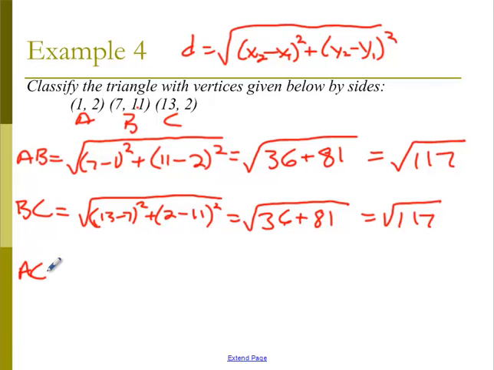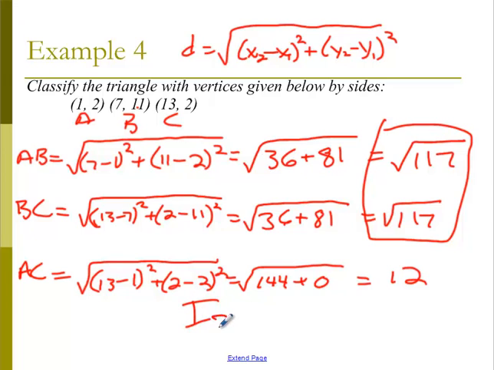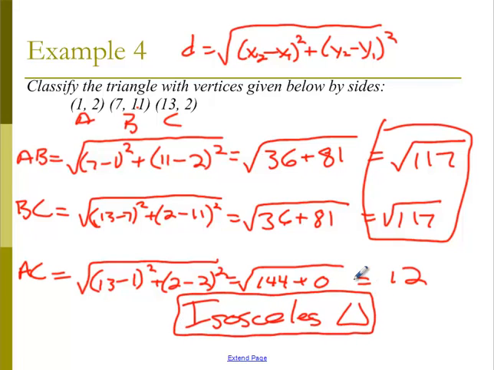What I need to look for now is, is this third side going to be square root of 117, making it an equilateral triangle? Or is my answer going to be isosceles because only two are the same? So using A and C, I'm using the first and last one, x2 minus x1, and y2 minus y1. 13 minus 1 is 12. When you square it, you get 144, and 2 minus 2 is 0. Squared is 0. And the square root of 144 is just 12. So because two sides are the same, it's an isosceles triangle. If you had no sides the same, it would be scalene. If you had all three, it would be equilateral.